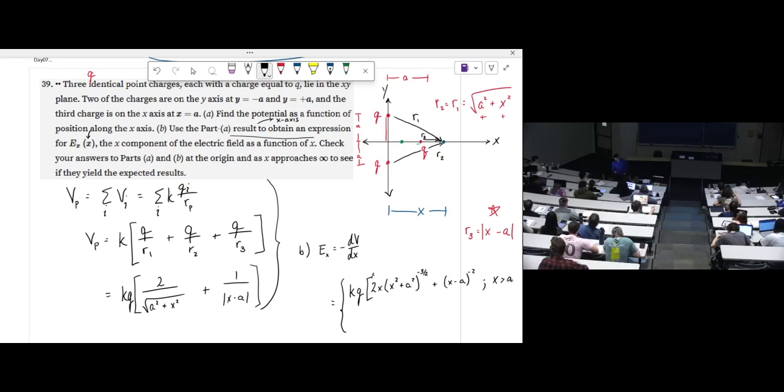The only thing that changes is if you're looking at x less than a, you get KQ times 2x times (x squared plus a squared) raised to the power minus 3 halves, not plus, but minus (x minus a) raised to the power minus 2. And that would be for x less than a.